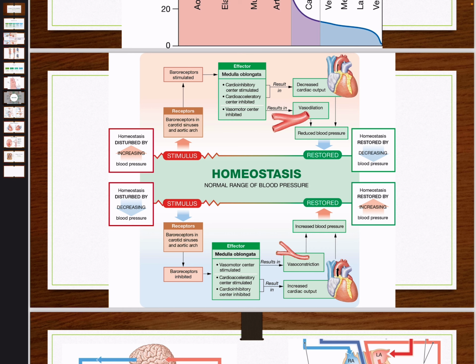or inhibited. Stimulated if it's increasing, and inhibited if it's decreasing. And then the vasomotor center is going to be vice versa as well. So if the baroreceptor is stimulated because of increasing blood pressure, then the vasomotor center gets inhibited. While if blood pressure is decreasing, the baroreceptors are inhibited, and the vasomotor center is stimulated, to regulate it. So if the vasomotor center is controlling the diameter and the baroreceptor output is reduced, the blood pressure falls below normal, they have to do their own checks and balances.